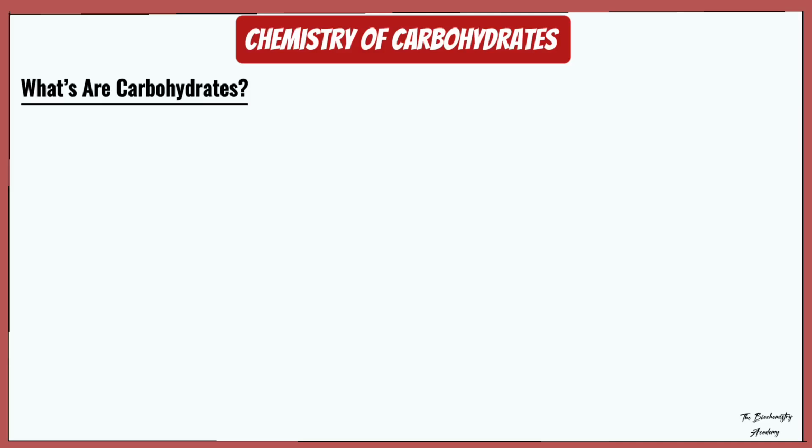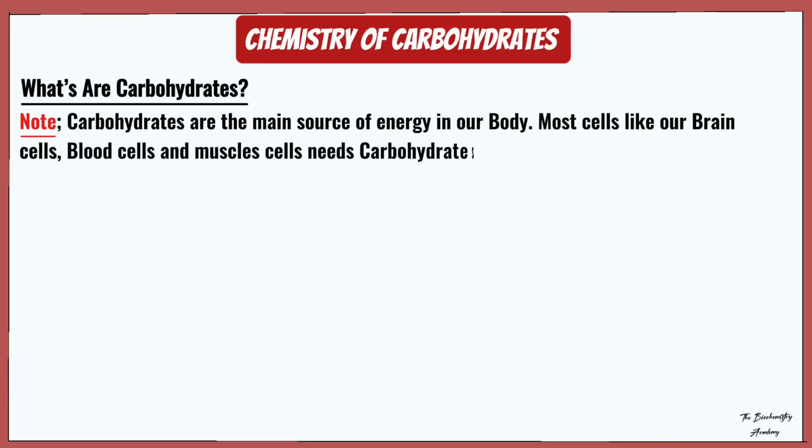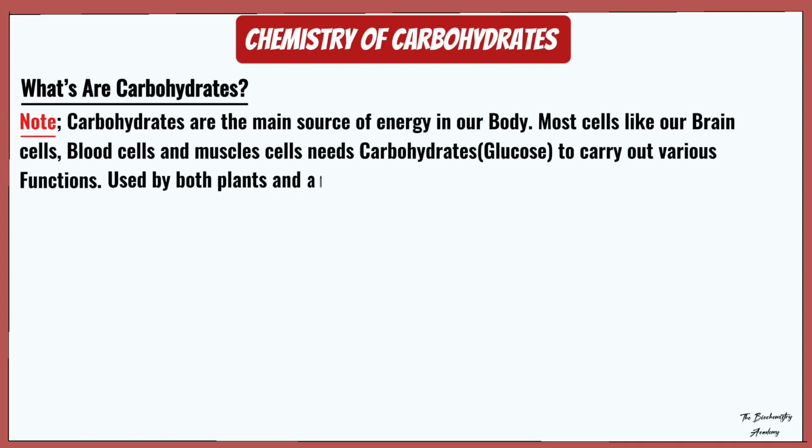Now, carbohydrates are the main source of energy in our body, and most of the food that we eat contains carbohydrates. Most cells, like our brain cells, our blood cells, and our muscle cells, mostly depend on carbohydrates, which is glucose. They are used by both plants and animals. They are mainly known as saccharide, which means sugar.